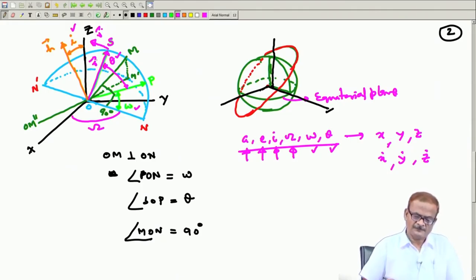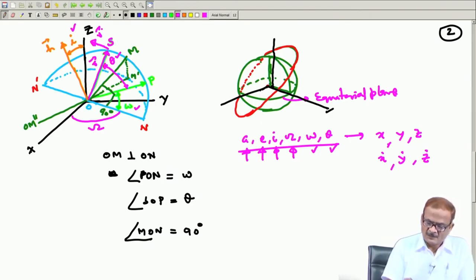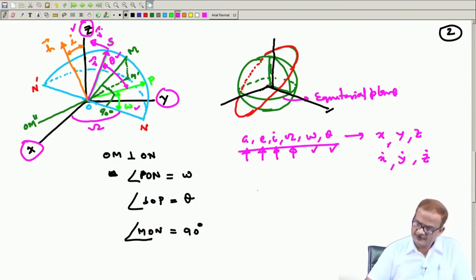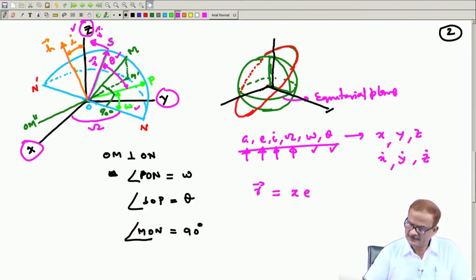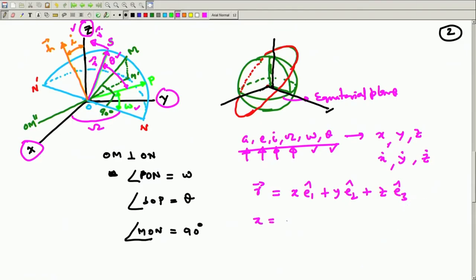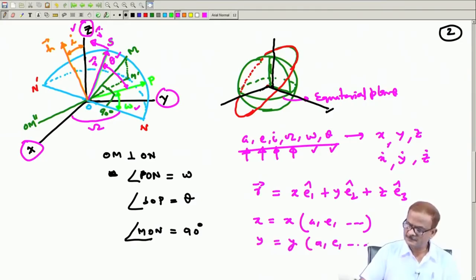So, here this is our r vector. We start by taking components of r along the x, y and z axes. If we are able to find the components of r along the x, y and z axes, let us indicate it by x e1 cap plus y e2 cap plus z e3 cap. Obviously, x will be a function of all these orbital elements. Similarly, y will be a function of them, and similarly z will be a function of them.